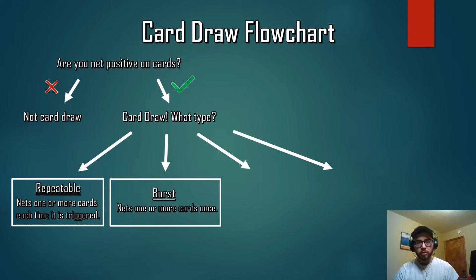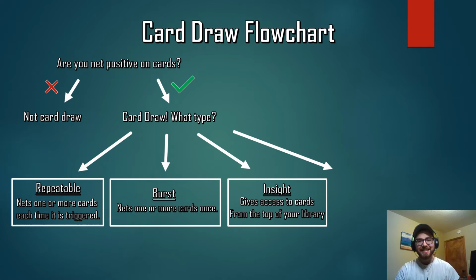We also have burst card draw, which nets you one or more cards once. A couple of examples of this are going to be things like Return of the Wild Speaker, Knight's Whisper. Some of your impulse draw also counts as burst draw. We'll talk about that in a second.